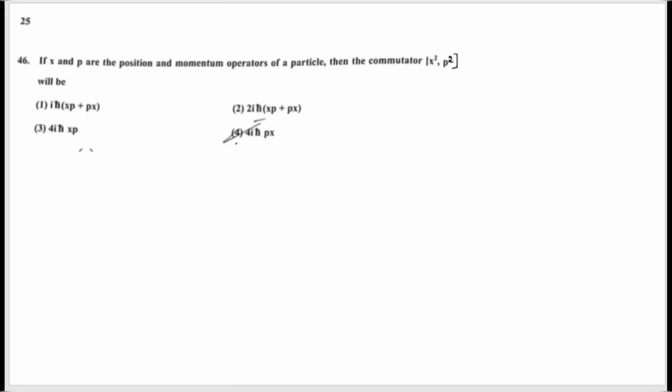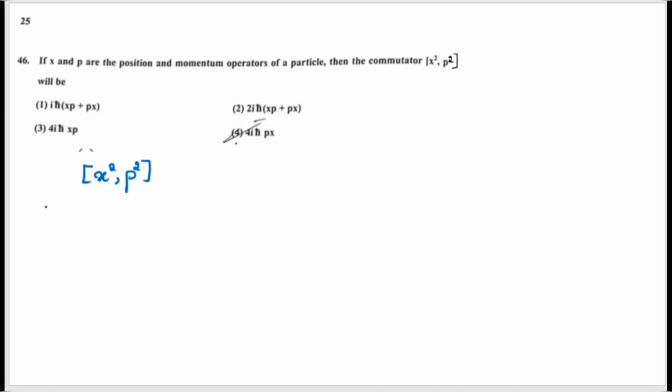In today's video, I am going to continue solving the KSET 2025 Physical Science question paper. Let us start with the 46th question. In the question, if x and p are the position and the momentum operators of a particle, then we need to find the commutator of x square comma p square. They have given four options.